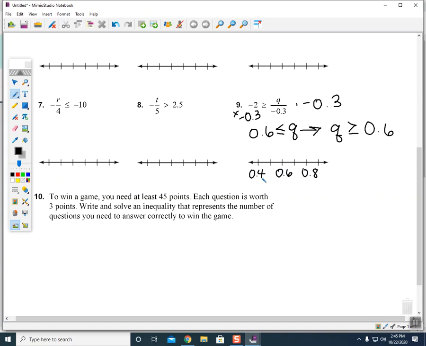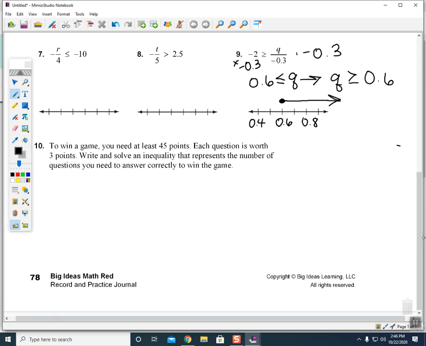Greater than or equal to means that I'm going to use a closed dot, so I'm going to put a closed dot on 0.6 because I'm including it. It's greater than, so my arrow is going to point to the right. So that one's a little bit trickier because of that. Let's also look at number 10.